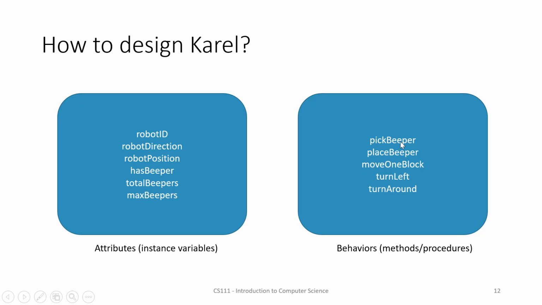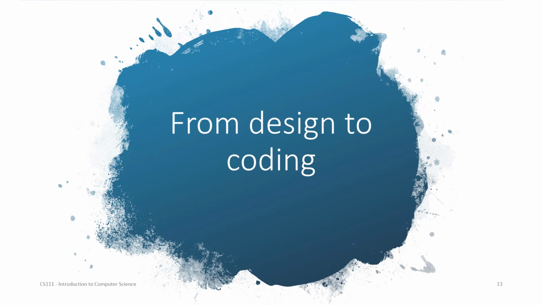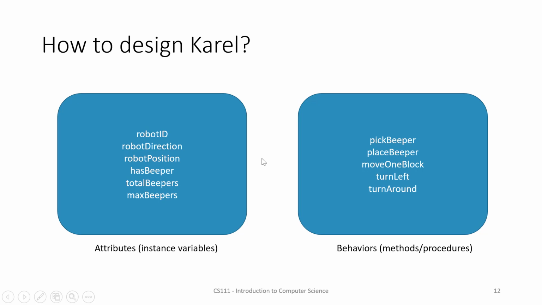Like, for example, a robot can pick a beeper, place a beeper, move 1 block forward, turn left, and turn right. You can see that if you have turn left, you might be able to design a turn right function. We'll do this in an exercise. So next we're going to look at going from design to coding. How do we take this design and convert that to a piece of code? We'll take a look at that.